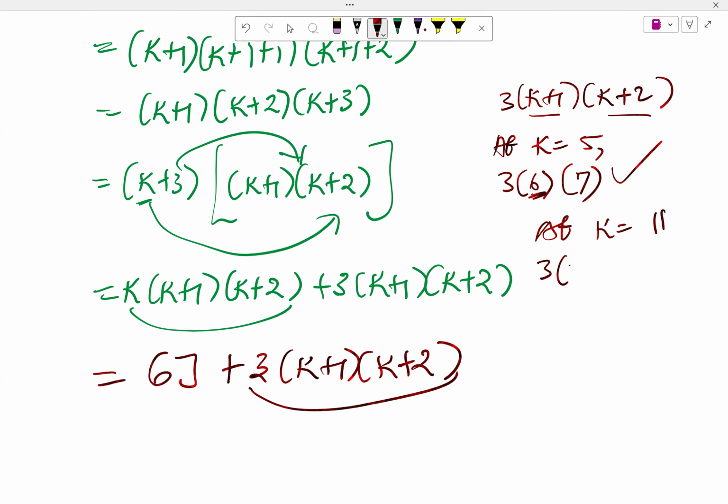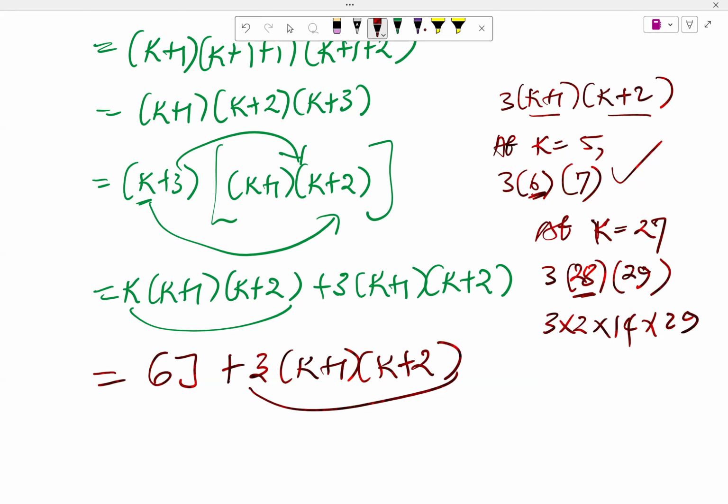Oh, well, I don't want to make it look like I'm carefully selecting these numbers. I just want to pick any number at all. Let's say 22. Anything I pick, it will just work. So let me pick 27. Good. So you have 3 into 27 plus 1, that's 28, and 27 plus 2, that's 29. Already you can see, you can break this down into 3 times 2 times 14 times 29, because 28 is 2 times 14. So you already see the 6 coming out here.